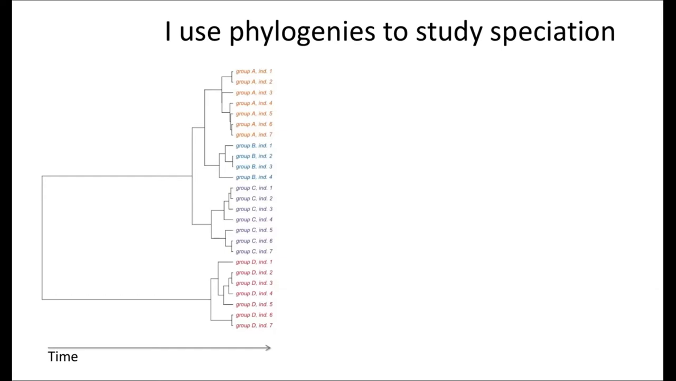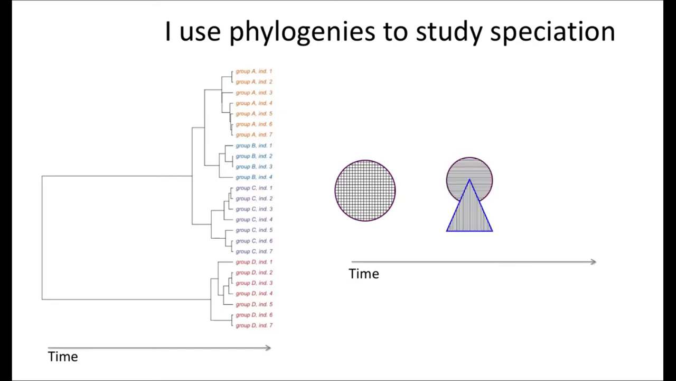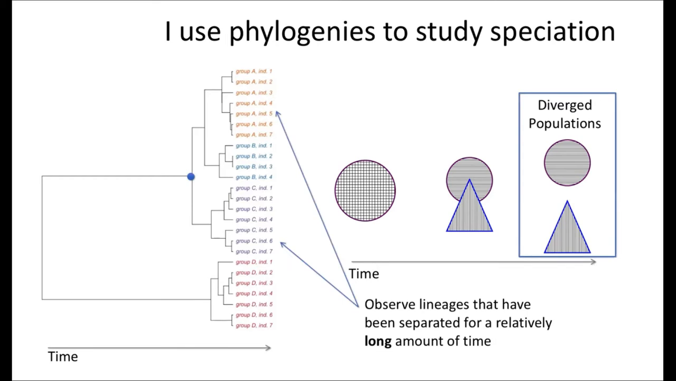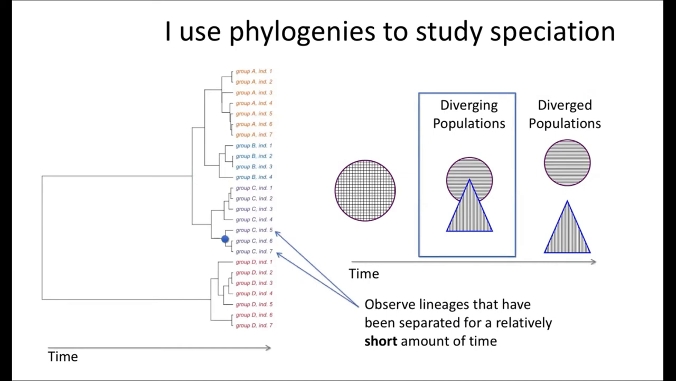And so what this diagram is showing us is the procedure of speciation. As you move through time, populations begin to diverge until they're very distinct from one another. I use phylogenies to study speciation by making comparisons across different nodes of the tree to observe what is different or similar about these branches. For example, I might observe lineages that have been separated for a relatively long amount of time, comparing the orange group at the top with the purple group at the bottom. Their common ancestor is relatively deep in time. As an alternative, I might be observing lineages that have been separated for a relatively short amount of time. Here I'm looking at individuals within the same group where the common ancestor is much more recent in time.